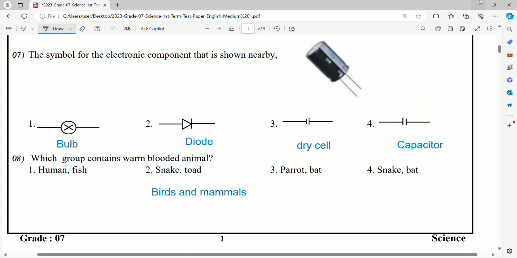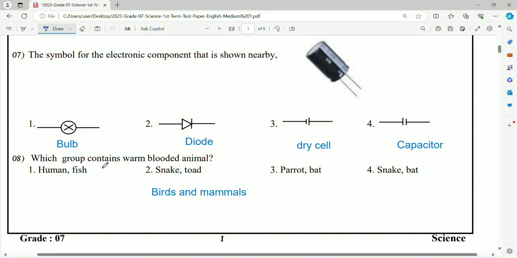Which group contains warm-blooded animals? Only birds and mammals are warm-blooded animals. Warm-blooded means their body temperature does not change. That means body temperature remains constant wherever you go. So the body temperature of mammals and birds does not change.